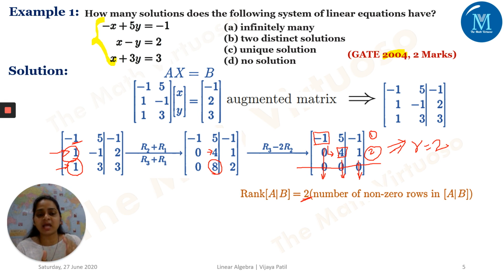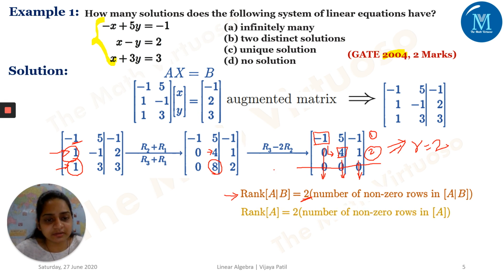So rank is nothing but the highest order non-zero determinant, right? Because if you observe here, the determinant of this A comma B matrix would be 0, but the minor of order 2 cross 2 is non-zero, therefore rank is equal to 2. So now we can say that yes, rank of A comma B is 2, fine.